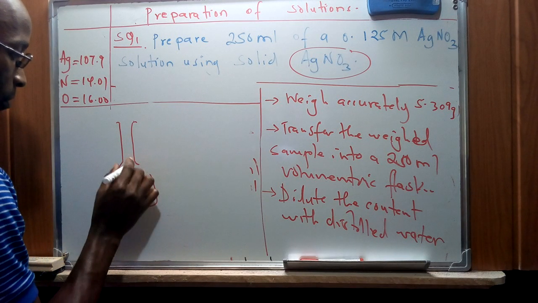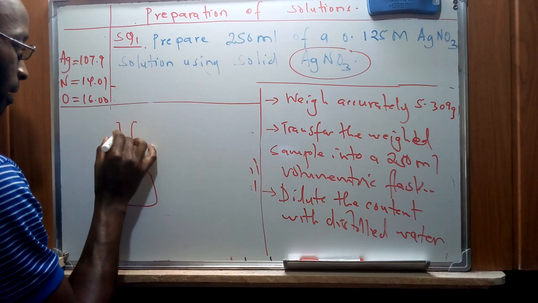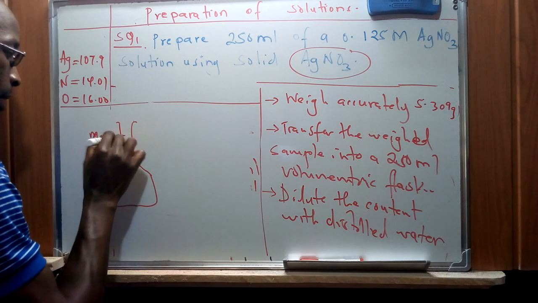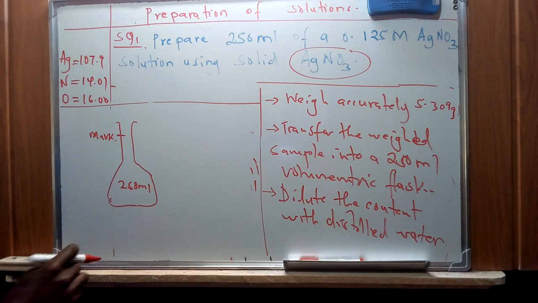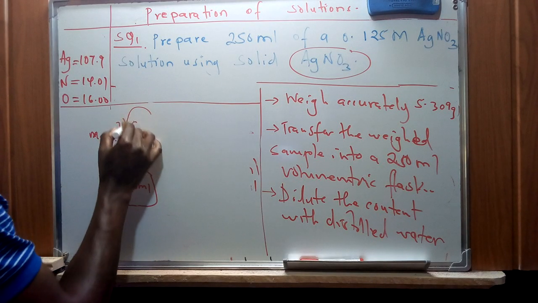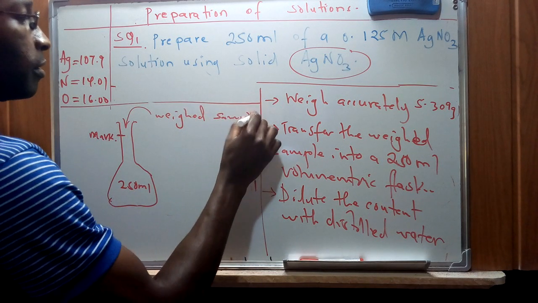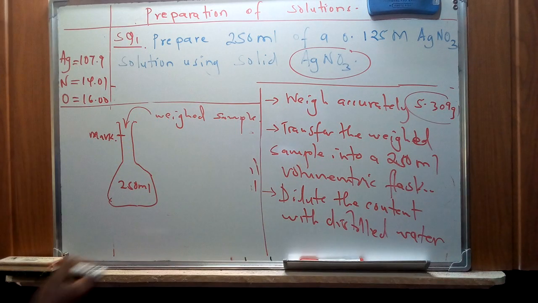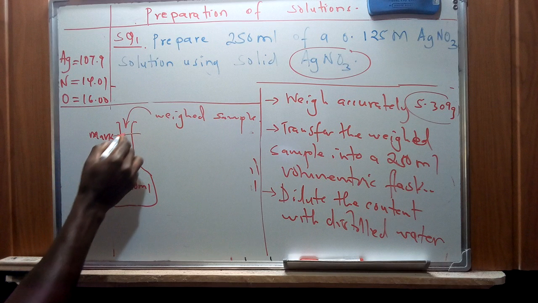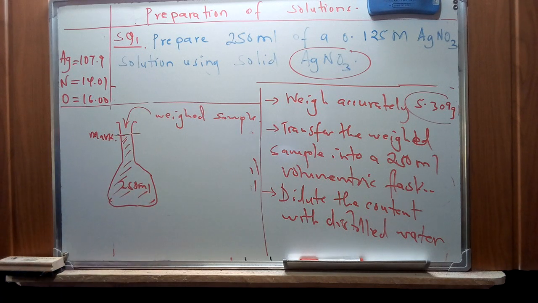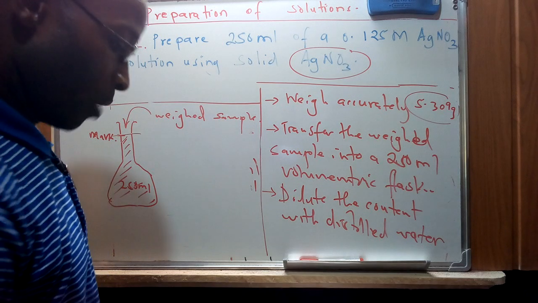Basically, this one represents a volumetric flask, and this is the mark, and this is a 250 ml volumetric flask. Now the concept here is to transfer the weighed sample, which consists of this mass, into the volumetric flask, and use the distilled water to dilute or just fill it to the mark, and you shake vigorously and let the solution rest for some time for the dissolution to take place. So this is one of the ways in which we can prepare a solution of the required concentration.